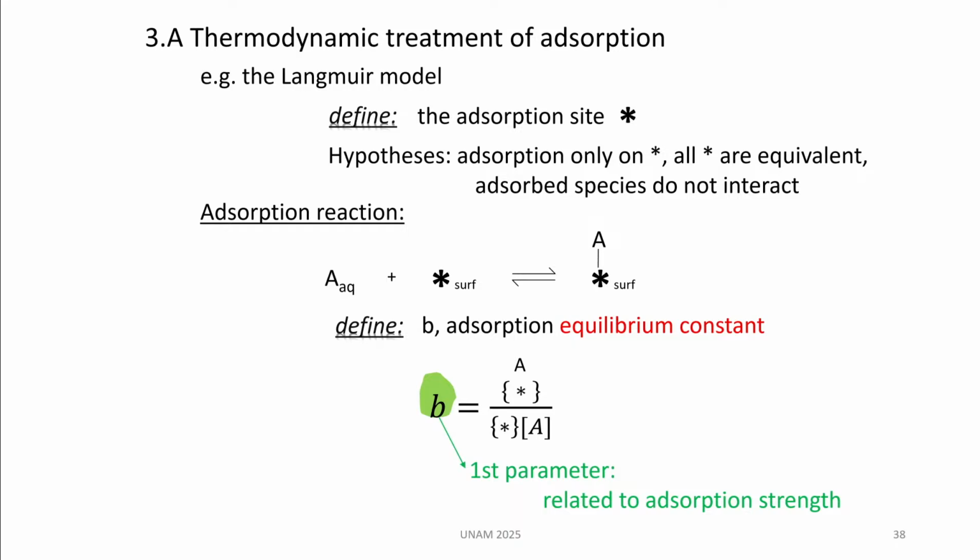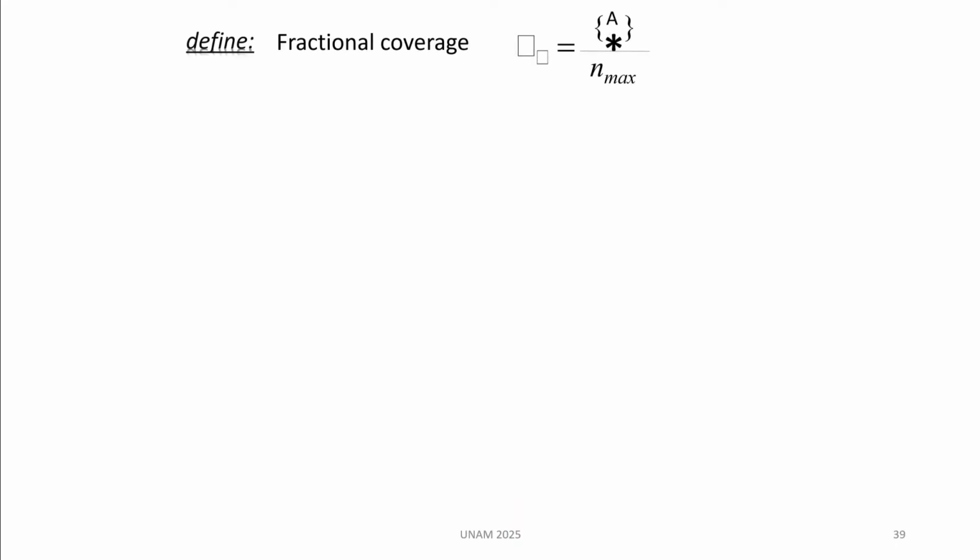Also, you will remember from basic thermodynamics that the equilibrium constant depends on the free energy difference in the reaction. And in this case, it will be the free energy of adsorption. It can be called the adsorption strength, if you wish. So we have two parameters here. The first is B, and the second is the number of adsorption sites on the surface. That's a two-parameter model. Now I will go quickly over the derivation.